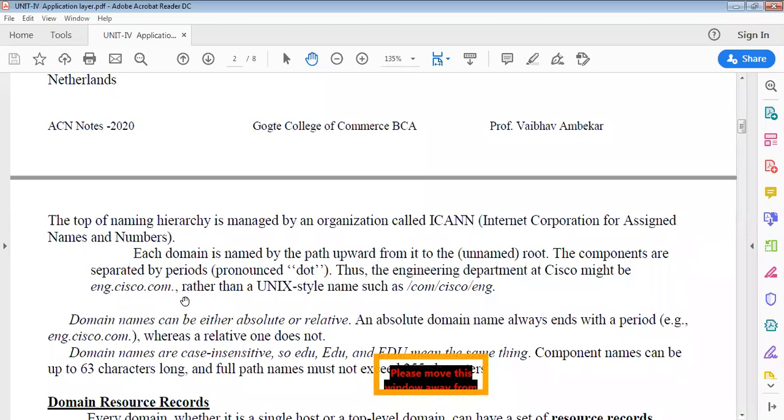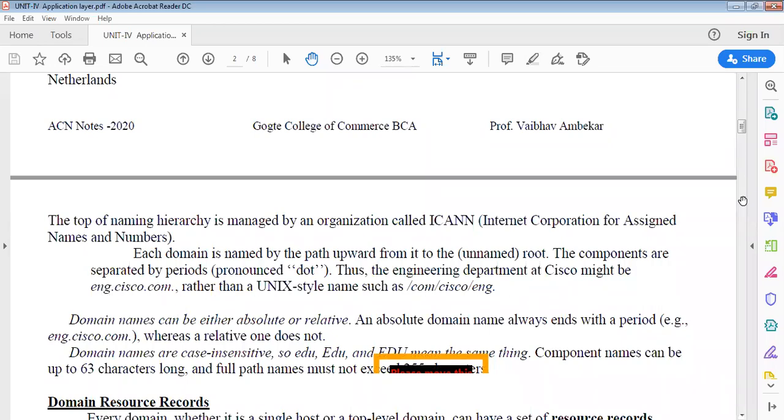eng.cisco.com, but when the resolver is resolving, it first checks com, whether it belongs to com or whether it belongs to education and so on. Then it resolves Cisco, and then it gets to engineering. So if I have a URL like gcc.bgm.org, the resolver will check for org first, followed by bgm, and then it will check for gcc. So the engineering department and Cisco are given as the example.